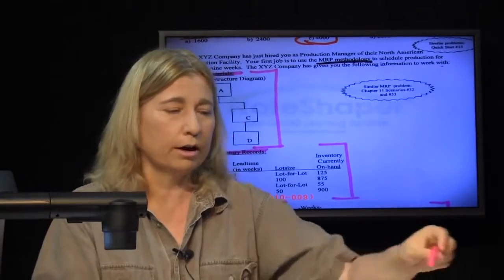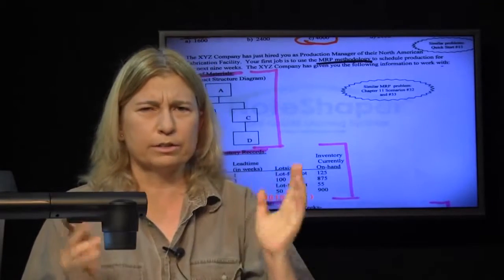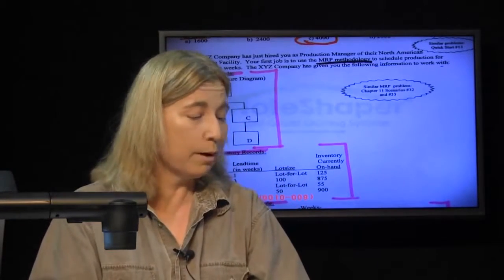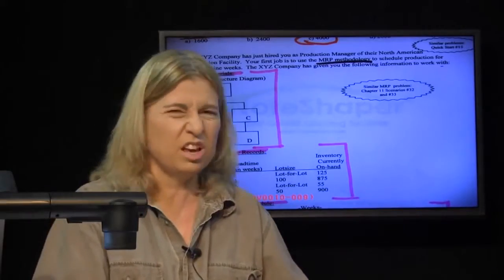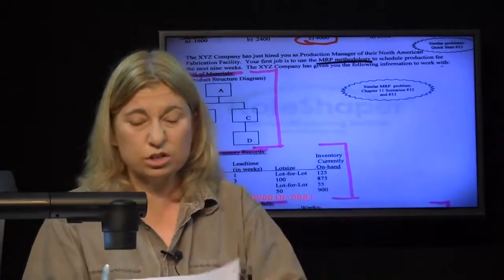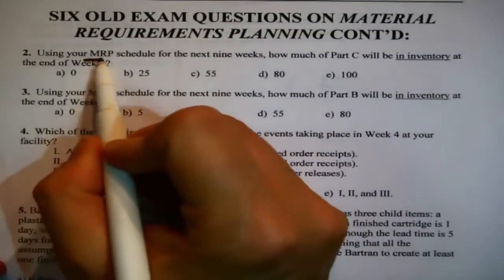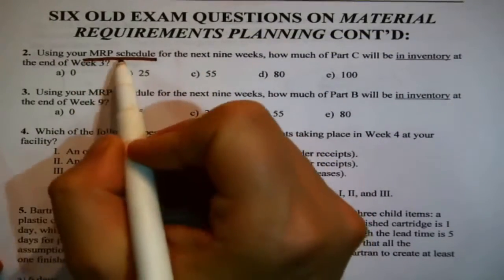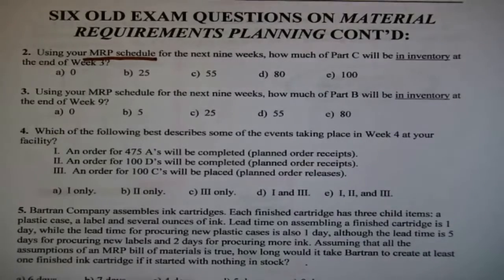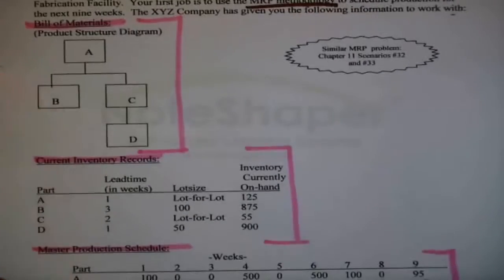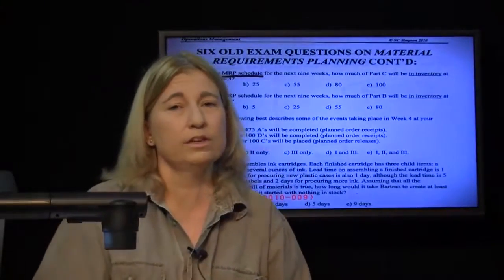And you say, all right, well, then now we're going to have to fill out some records and stuff like that. Yeah, we probably are, and we could check to see if there's any interpretational questions that we might get away with first. Using your MRP schedule for the next 9 weeks, how much of Part C will be in inventory? No. Here we're going to have to do the whole thing and then answer questions because it's asking for us to create the MRP schedule.